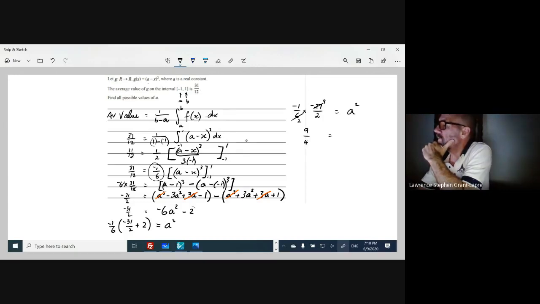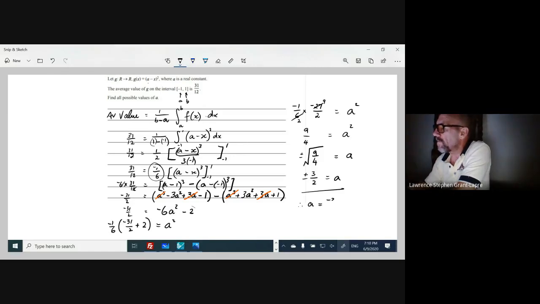2/2 is 4. This is lovely, because the square root of 9/4 is the positive and negative square root of 9/4, and that equals plus and minus 3/2. So there are two values. Therefore, a will equal -3/2 or +3/2. Okay, difficult question, average value. Remember that formula, and careful with your calculus.